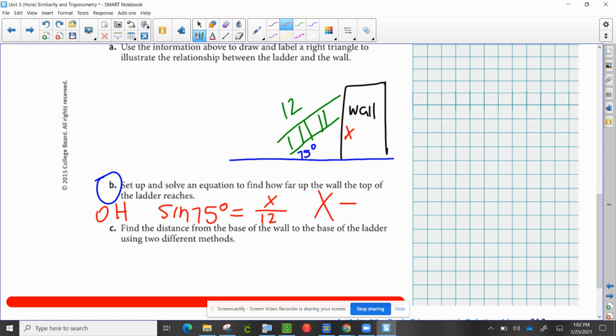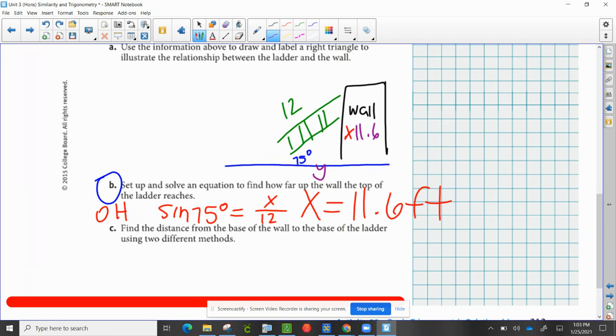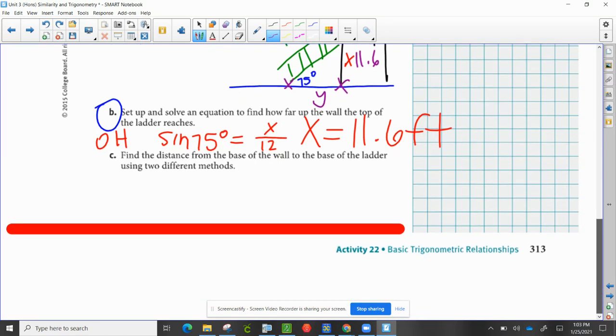Okay, when I solved it in my calculator, I got 11.6 feet. So I round to the nearest tenth. If you round it a little different, your answer should be close. If you're a little off, not a big deal. Okay. So letter C then says find the distance from the base of the wall to the base of the ladder. Okay, so we found this was 11.6. So now they want you to find the distance from the base of the wall to the base of the ladder. So figure out how you can set up a problem and solve for that.